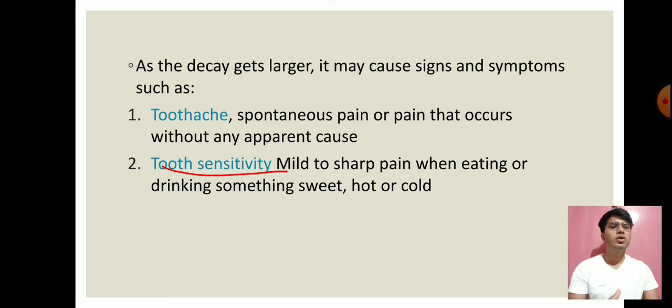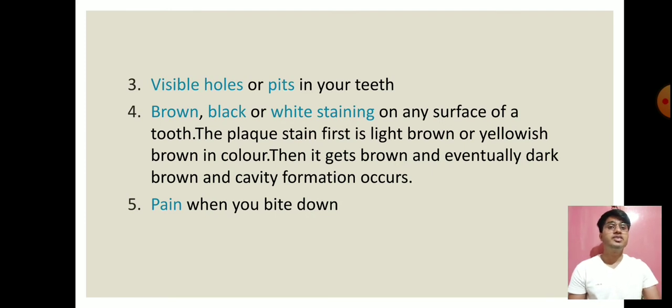So even though in the beginning stage we don't have a toothache, we will first have tooth sensitivity, and then later on we would have a toothache. Okay, and we can also see visible holes or pits, right? And we can also see brown, black, or white staining. First it is a yellowish brown, then it becomes dark brown. Okay, and that is due to plaque, dental plaque.